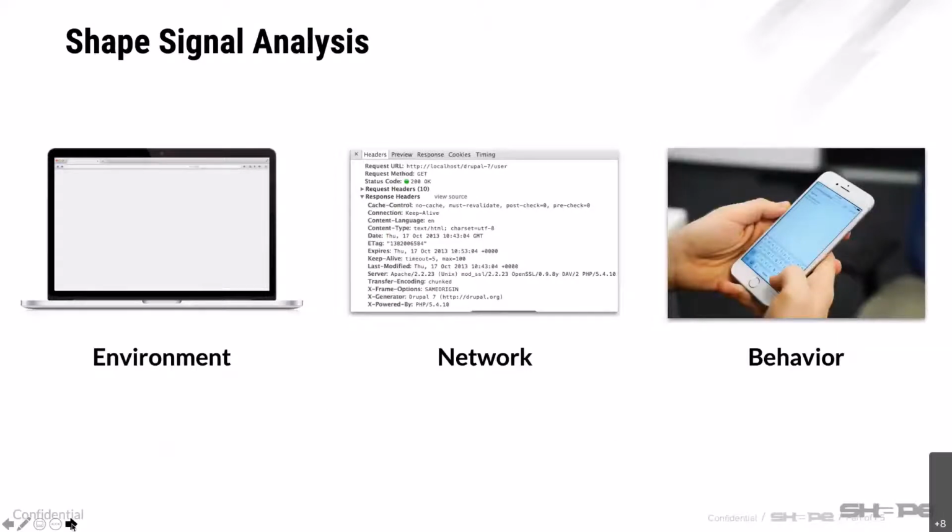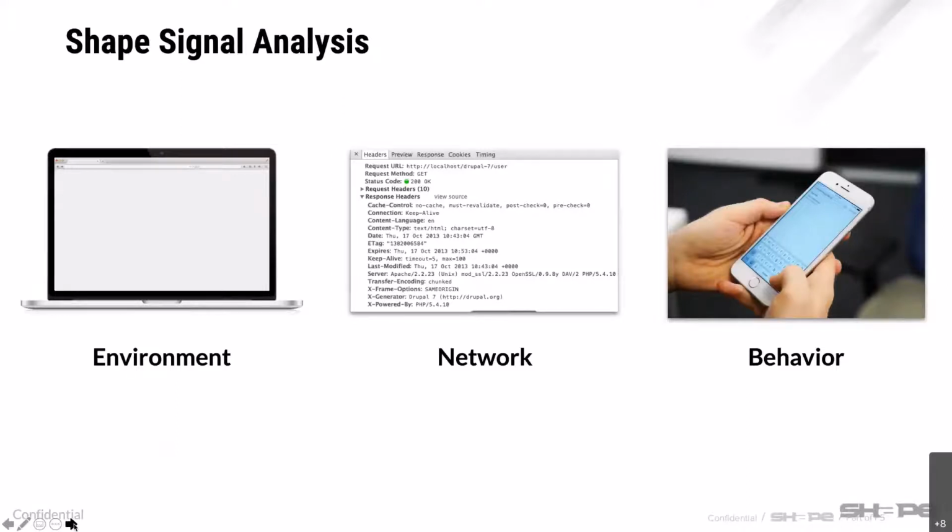So in terms of Shape signals, we collect telemetry data that fall into 3 main buckets. We've got information about the environment, the browser, and so on. Information about the network, because we see the request routed through the Shape cluster, and information about the behavior. So we can use all of those many signals to detect and mitigate automation, or detect the automation in the first place.